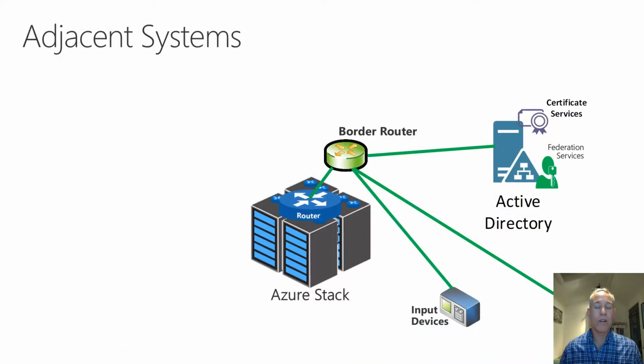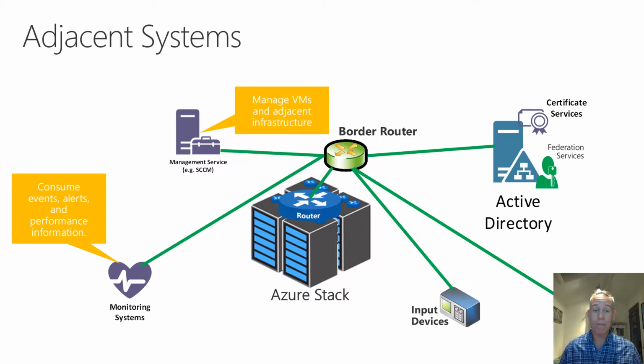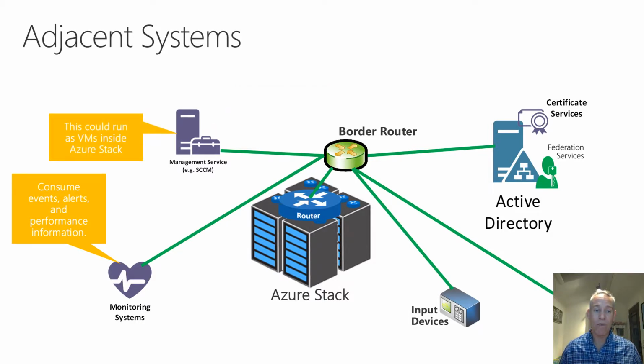So we talked about adjacent systems. There may be some other things that you want to deploy other than just the basic Active Directory, users and input devices. So you might want to hook up to an existing monitoring system. Even if you're disconnected, it might be a large disconnected environment that has monitoring systems built into it. So that's monitoring, as we've talked about in one of the other modules. You might also have management for patching, etc. So that could be a System Center Configuration Manager sitting in an accessible place on this disconnected network.